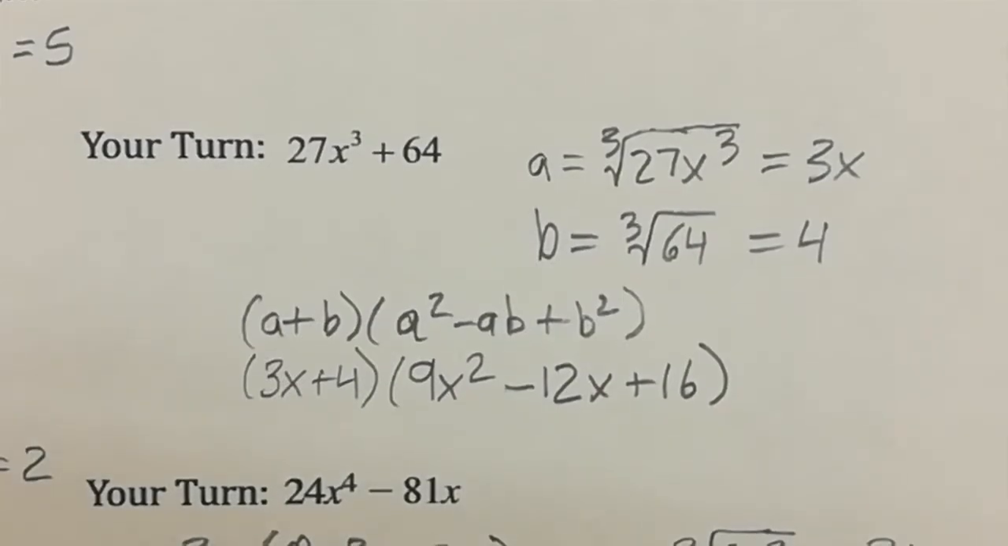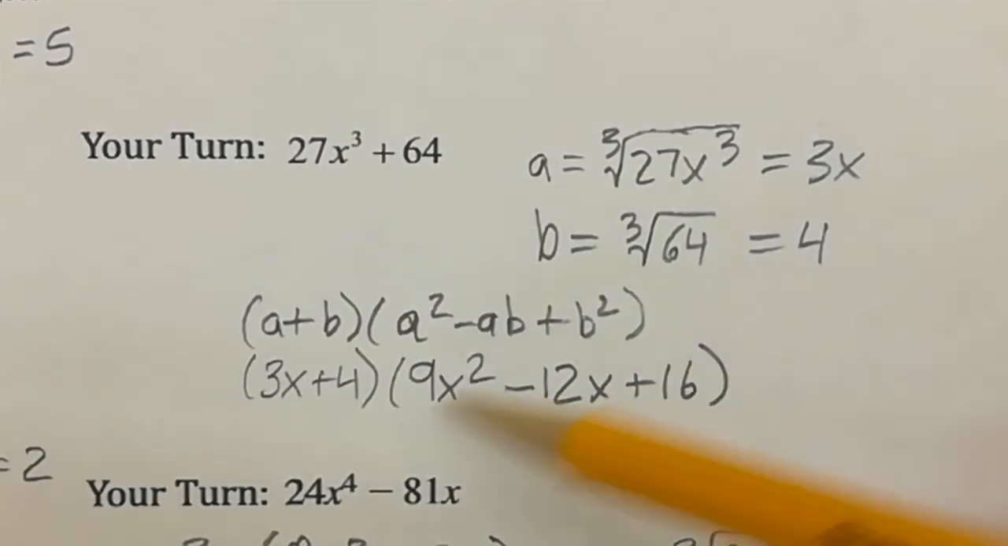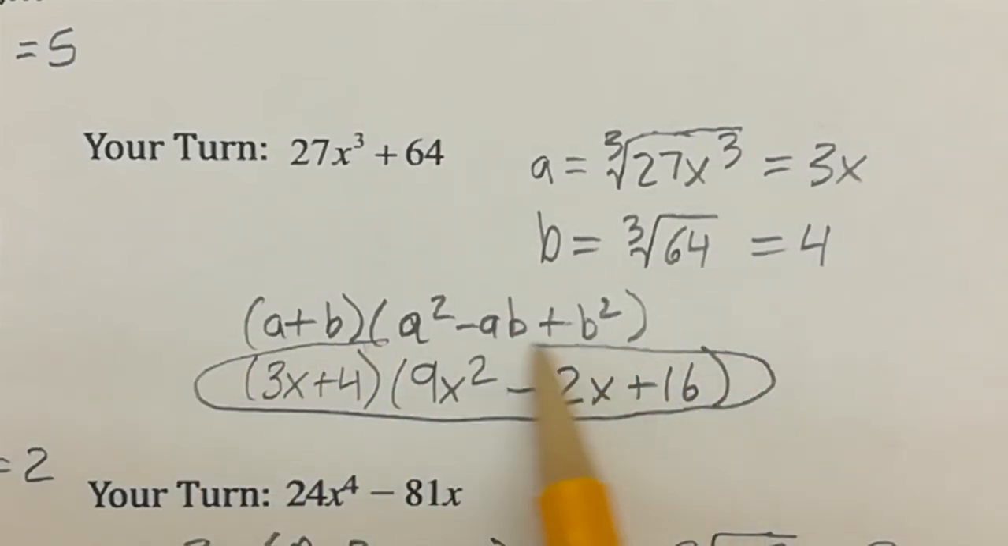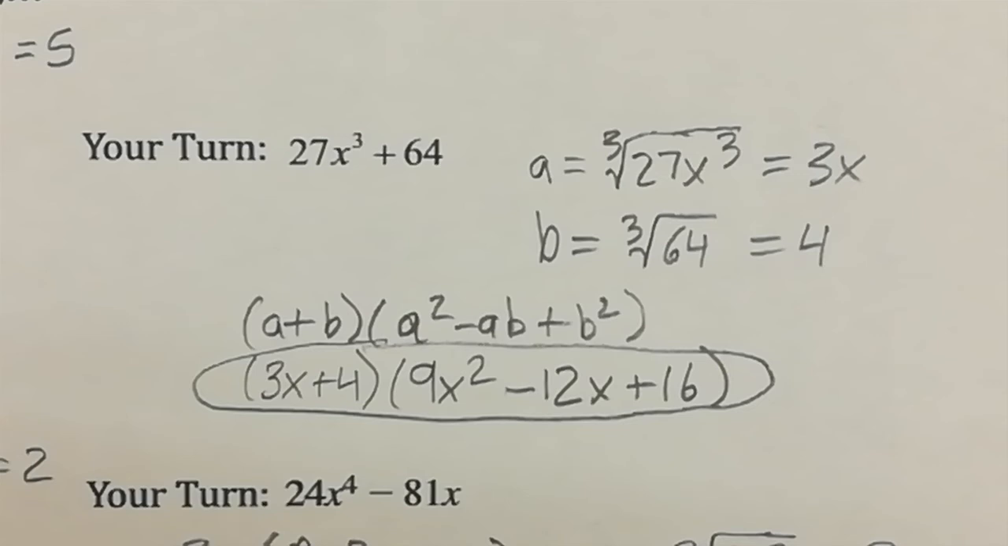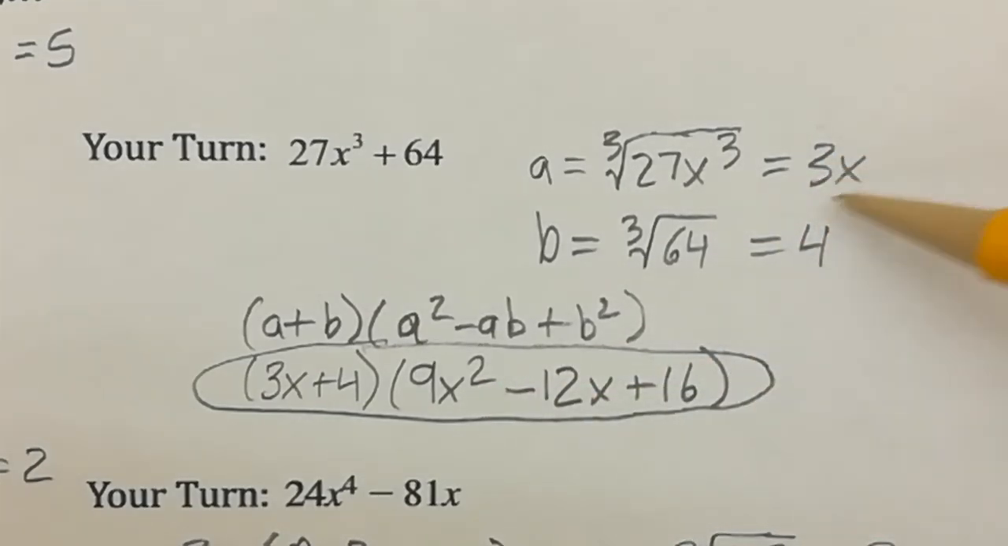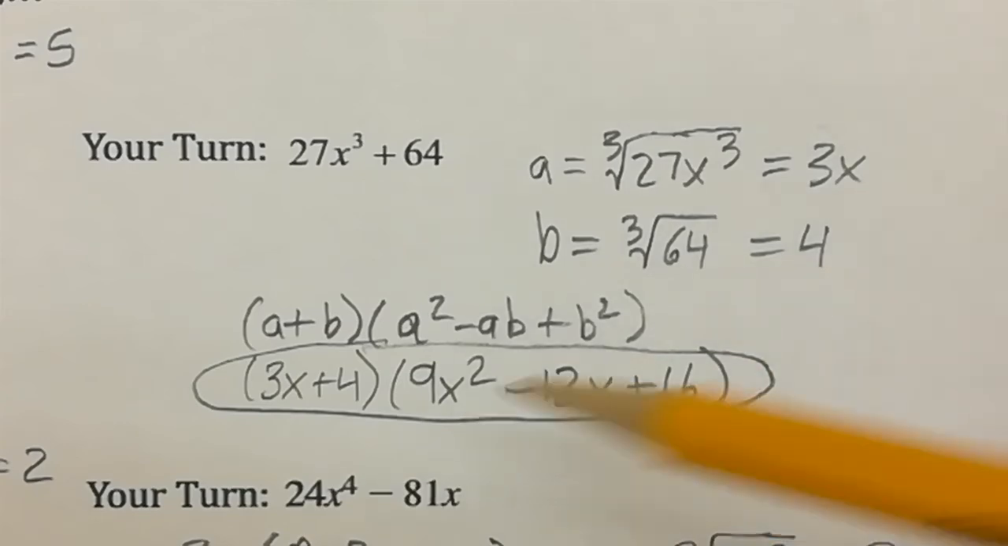And we're back. The your turn answer I got was 3x plus 4 times 9x squared minus 12x plus 16. Yeah, so a was 3x, b was 4. Plug them in. Okay, don't forget on this here, you're squaring this whole thing. 3x times 3x is 9x squared.